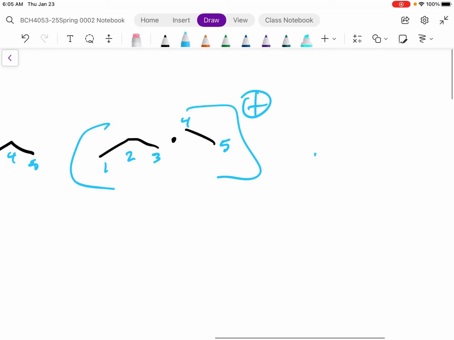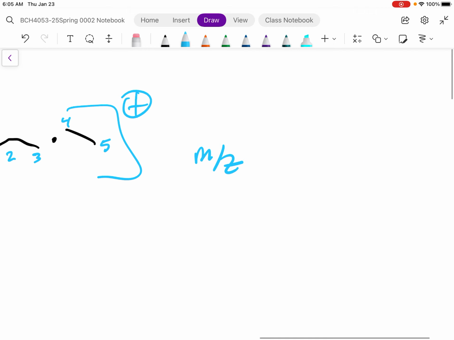And we have to look at what? The M over Z. Mass divided by charge. So if you had something of a mass of 100 over 1, okay, that would show up as 100 M over Z. But what if the charge was 2? What would the number shoot out on your screen?